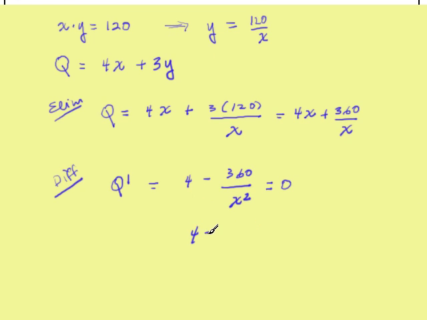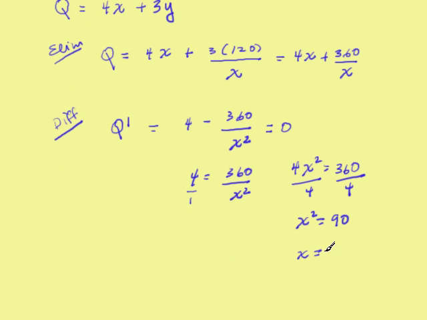So we have 4 is equal to 360 over x squared. Just cross multiply, and we have 4x squared is equal to 360, and let's divide by 4. And we have x squared is equal to 90, and x is equal to the square root of 90. Remember that x and y are both positive, so I didn't write the plus minus square root. We can just simplify this. 90 is 9 times 10, so that becomes 3 square root 10.